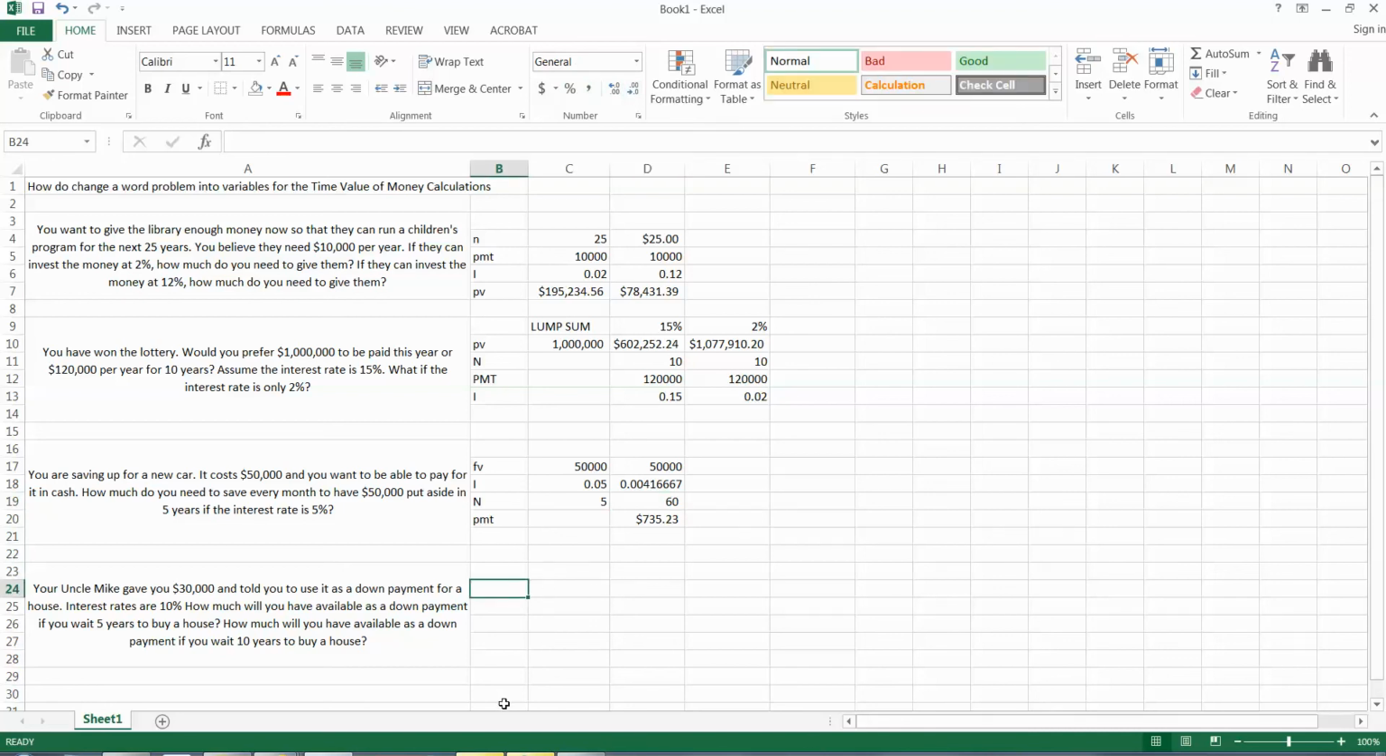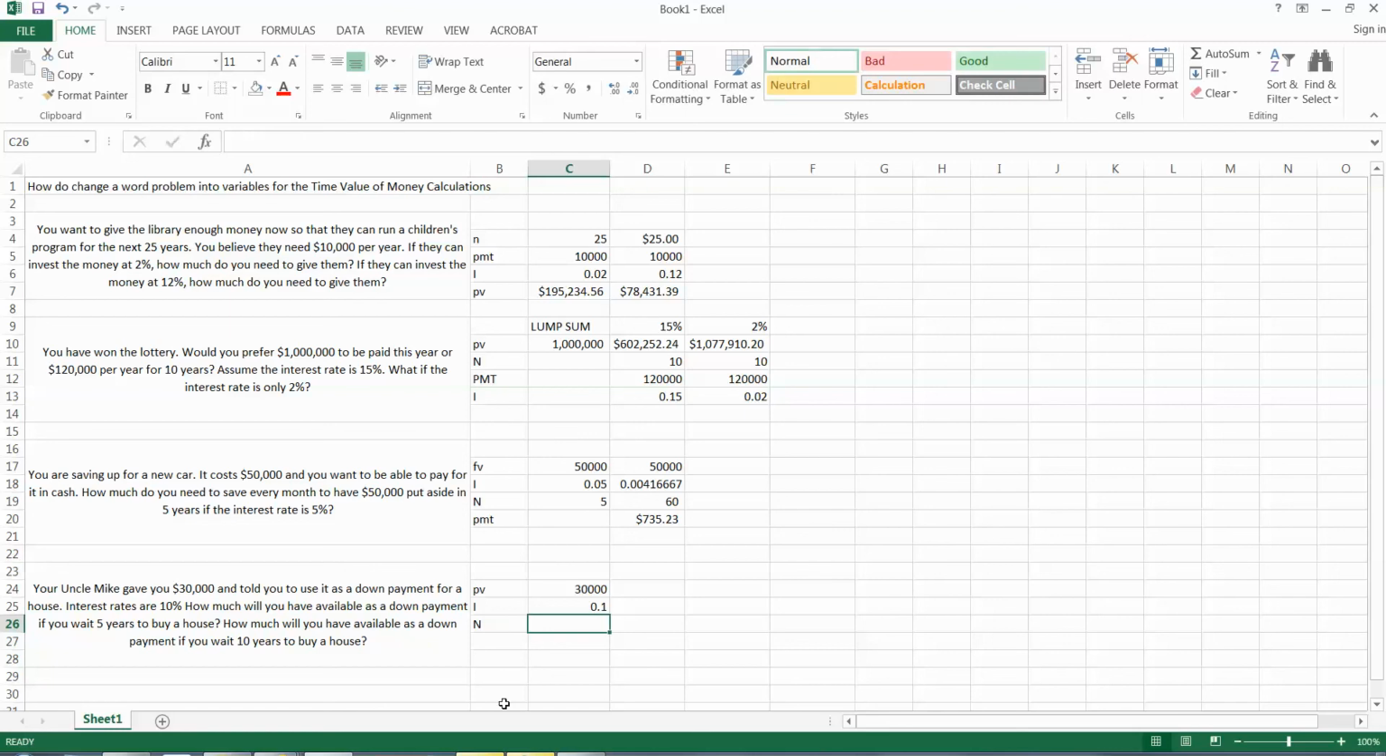Last problem. We get $30,000 now. So that's going to be our present value, $30,000. Our interest rate is 10%, so interest is 0.10. See how I'm reading through the problem and pulling out each piece as I go? That's how I do it generally. And if I'm working on a word problem on an actual piece of paper, you'll see me write down the PV equals, I equals, N equals, and then I'll usually write solve for and what it is I'm solving for. How much will we have available as a down payment if we wait 5 years?